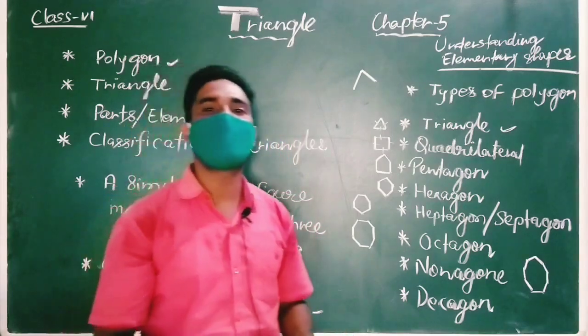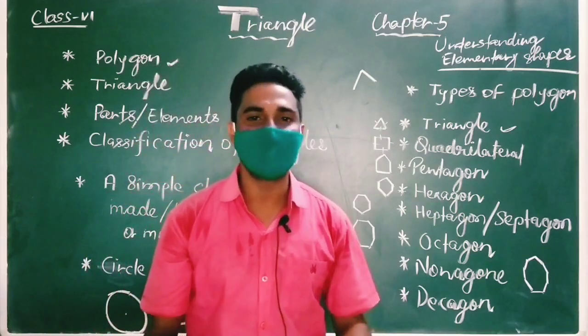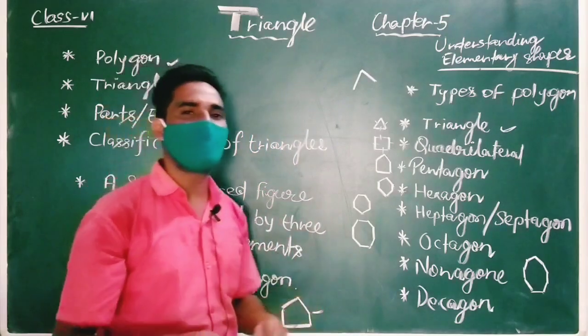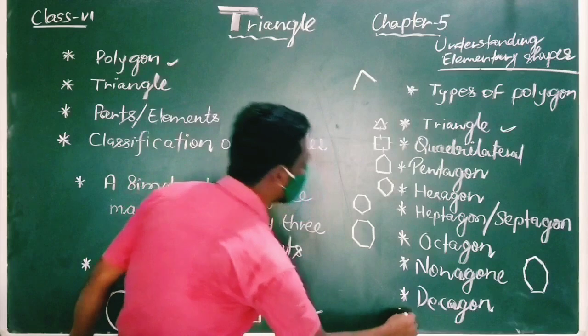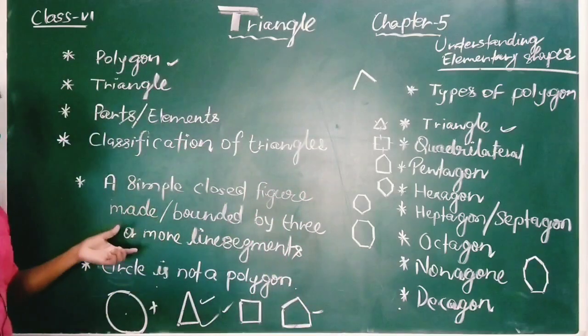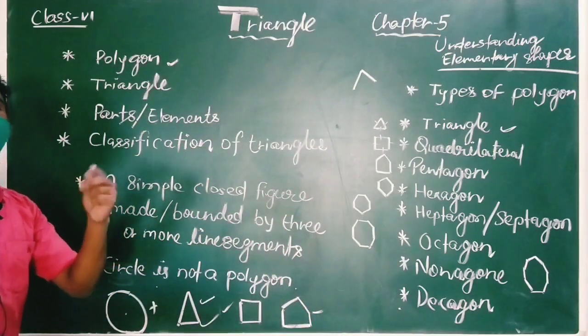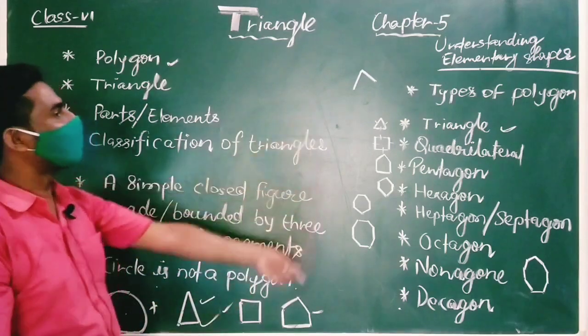Sir, what is it called for 11? Hendecagon it is, and decagon it is for 12. Like that you must look it up on Google. If you Google it, then you can get it, but till 10 it is enough. So this is a polygon, a closed figure bounded by 3 or more line segments, and these all are types of polygon.